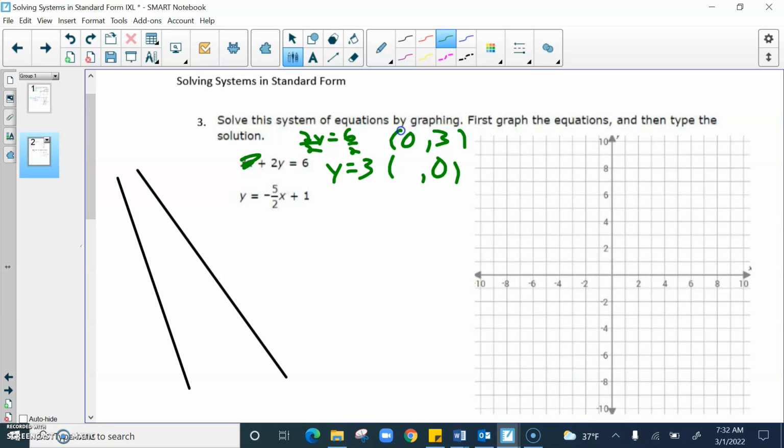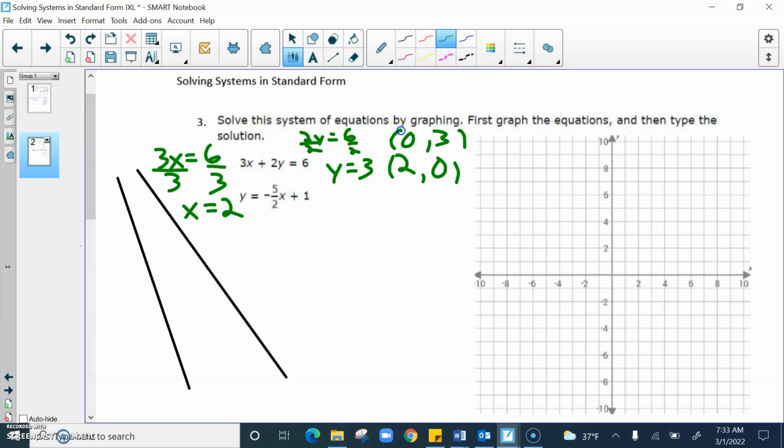Then I have another one where my y equals 0. And my y equals 0, all I'm left with is 3x. Divide both sides by 3. So x is going to equal 2.